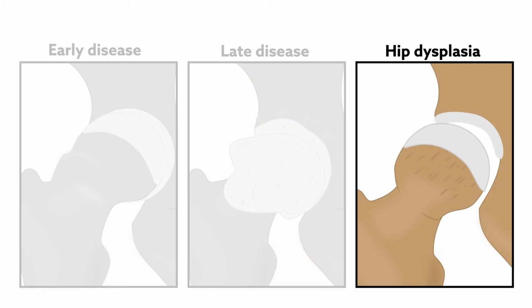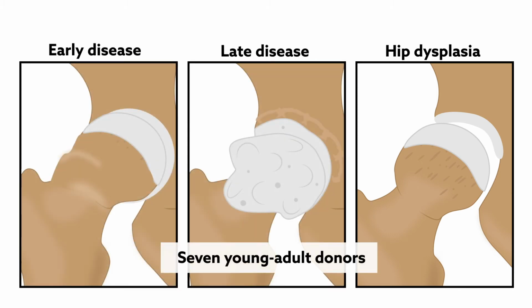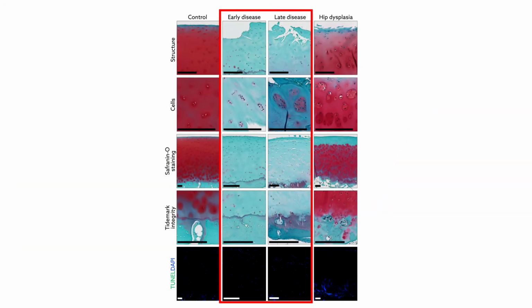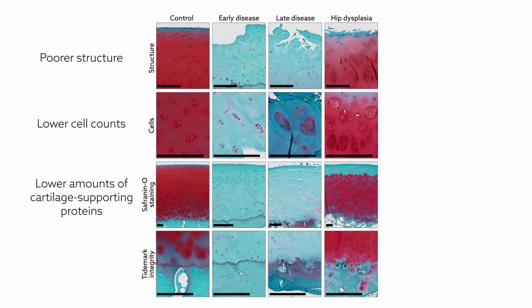Patients undergoing treatment for hip dysplasia were included for comparison, as dysplasia represents a degradation mechanism different from that of impingement. Samples from 7 young adult donors served as controls. Early or late disease cartilage showed worse degenerative changes than cartilage from hips with dysplasia. These included poorer structure, lower cell counts, lower amounts of cartilage-supporting proteins, and a blurring of the normally distinct boundary between hard and soft cartilage.